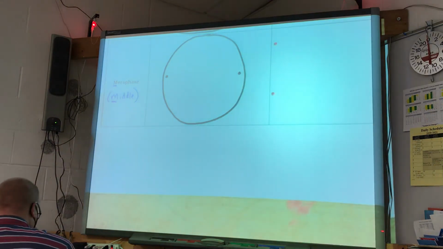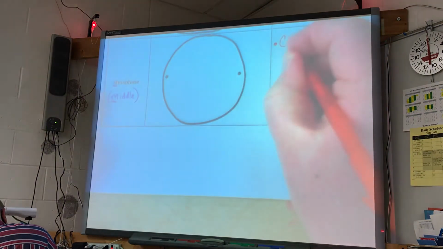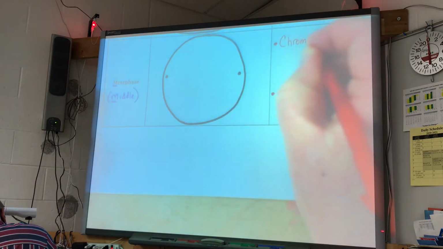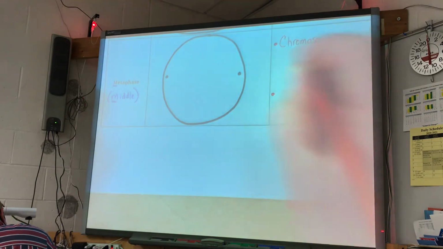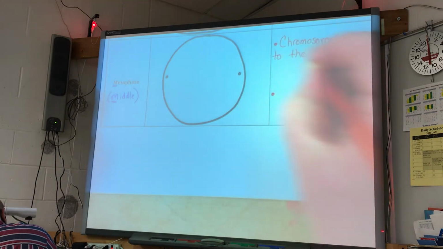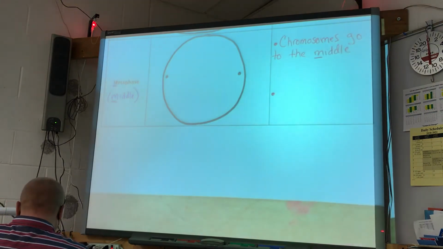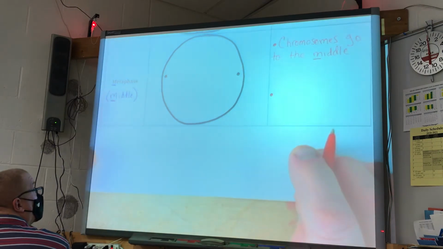So during middle, the chromosomes are going to go to the middle, and what causes those chromosomes to go to the middle are the spindle fibers. They attach to the centromeres and pull the chromosomes to the middle of the cell. The chromosomes go to the middle, and the reason is these spindle fibers are pulling them. These ropes, these lassos, are tugging them to form a straight line in the middle.